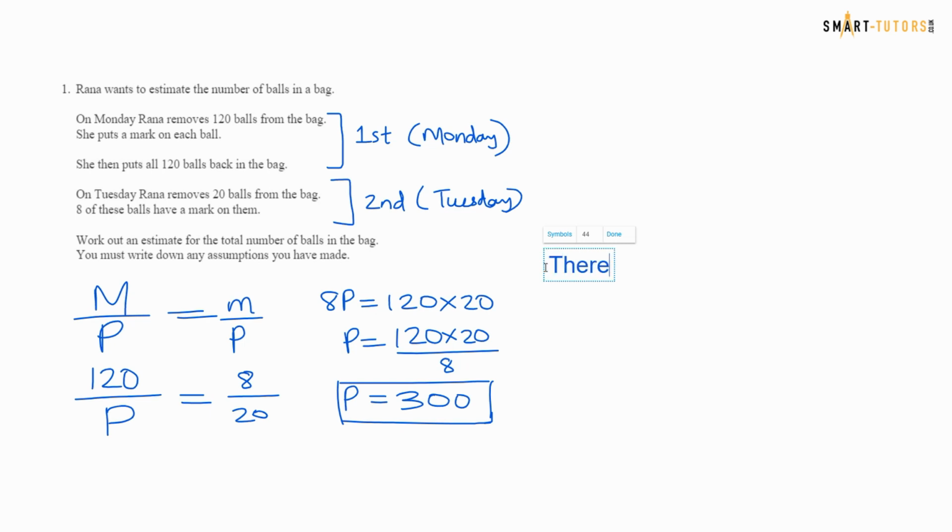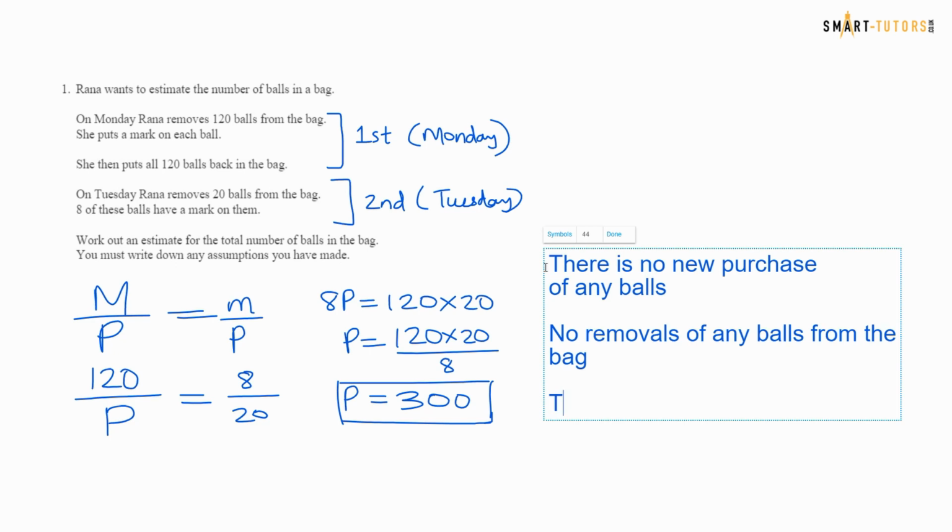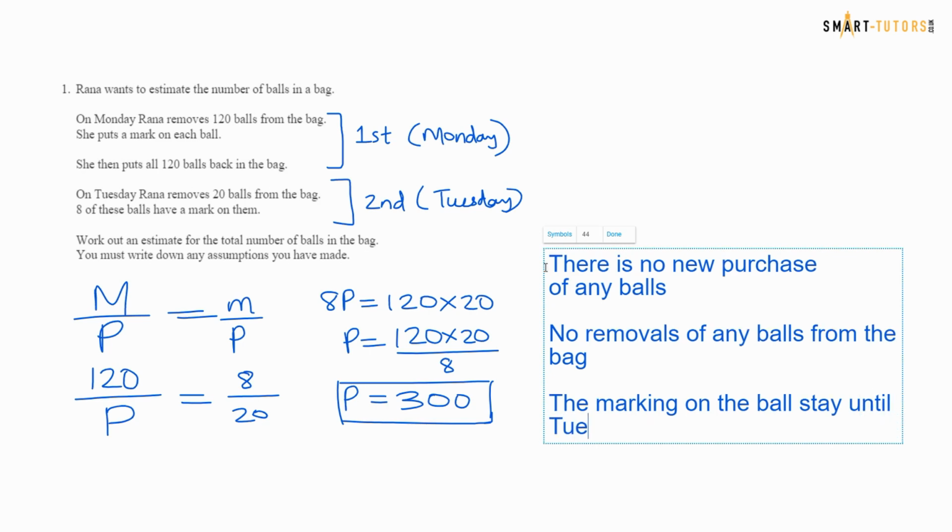The assumptions you can say for this question are: there is no new purchase of any balls, and no removals of any balls from the bag, and the marking, the tag she is putting on the ball, stays until Tuesday. So these are the assumptions for question number 1.